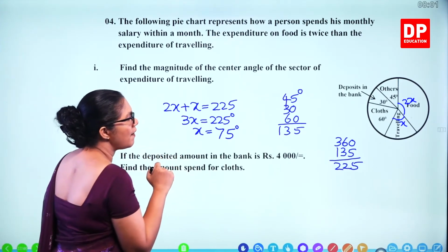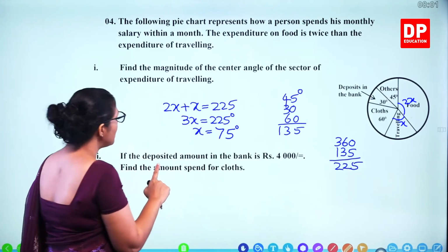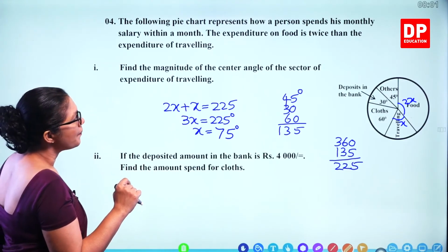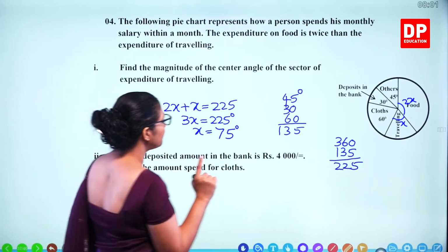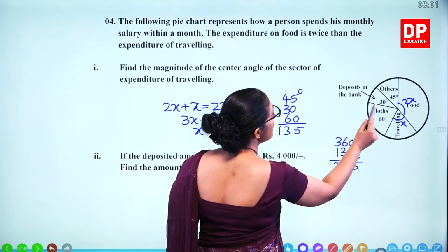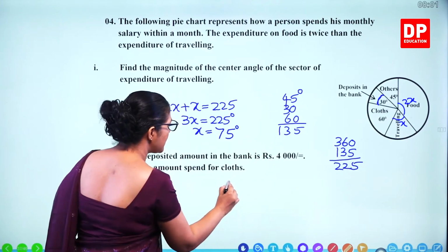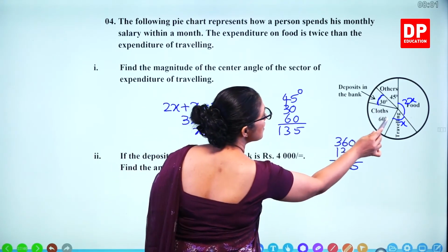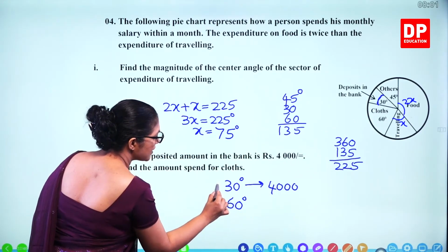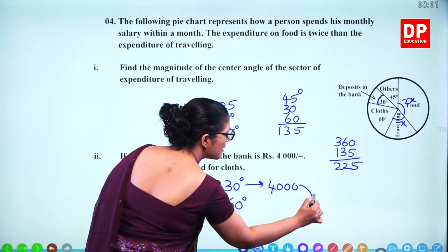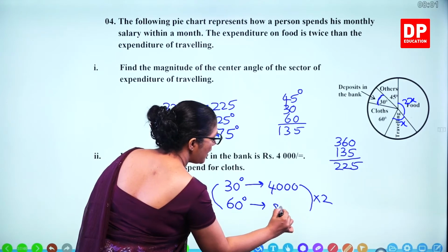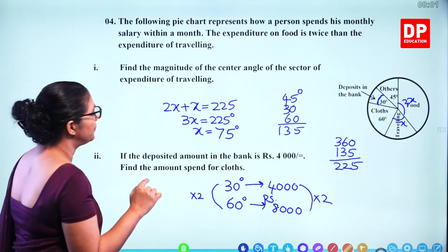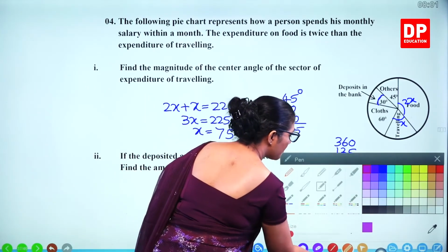So they are asking what is the angle of the sector for expenditure on traveling. So that's 75 degrees. And if the deposited amount in the bank is 4,000, find the amount spent on clothes. Okay, 4,000 for depositing in the bank. So that's 30 degrees representing 4,000. So how much for clothes? 60 degrees. Double of that. Can you see this is double? So you do the same thing. Double of 4,000 becomes 8,000 rupees. So how many marks?